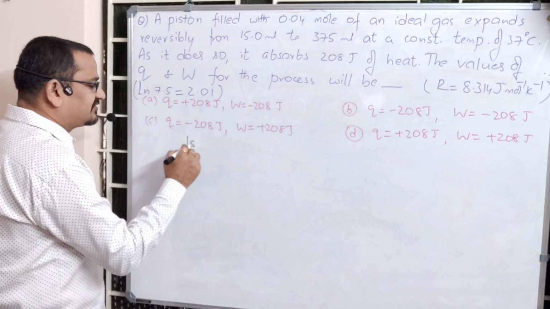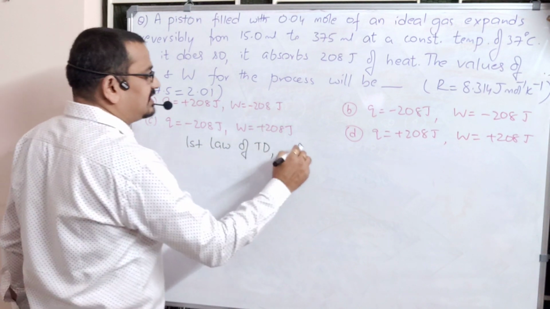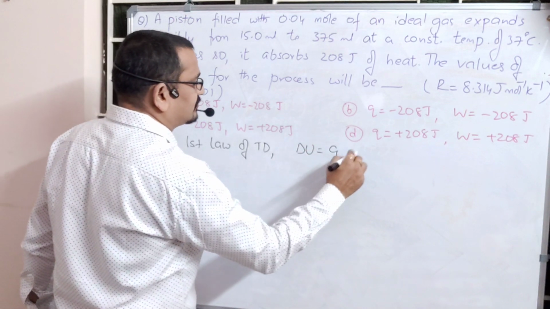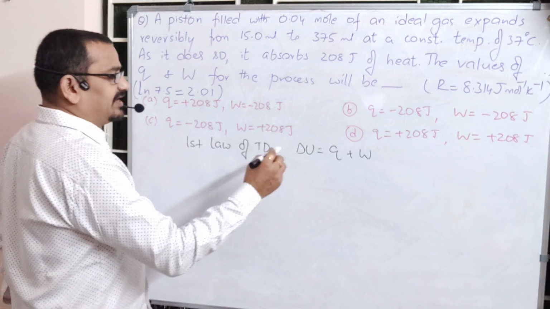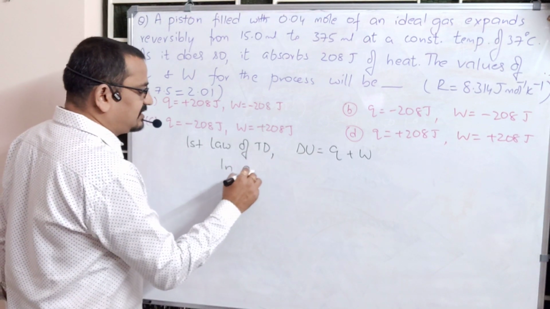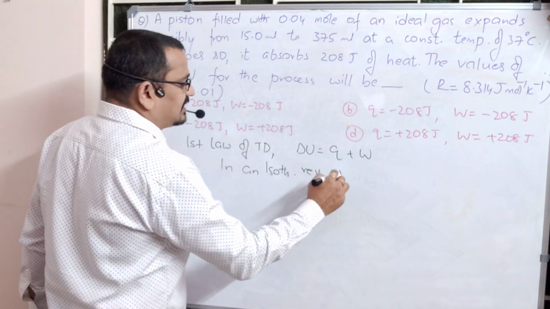We have the first law of thermodynamics. From the first law of thermodynamics, we have delta U equals Q plus W, right? Delta U equals Q plus W, isn't it? Now, in an isothermal reversible process, isothermal means what?